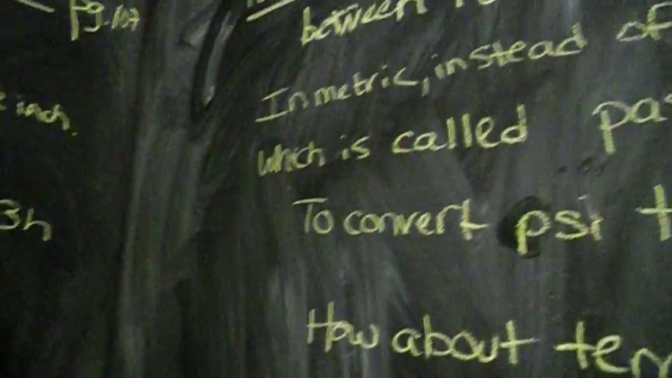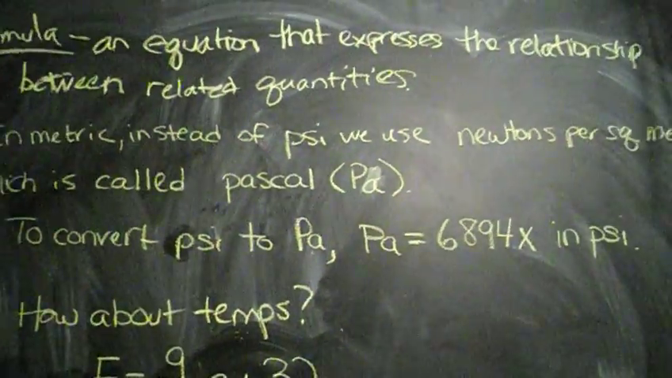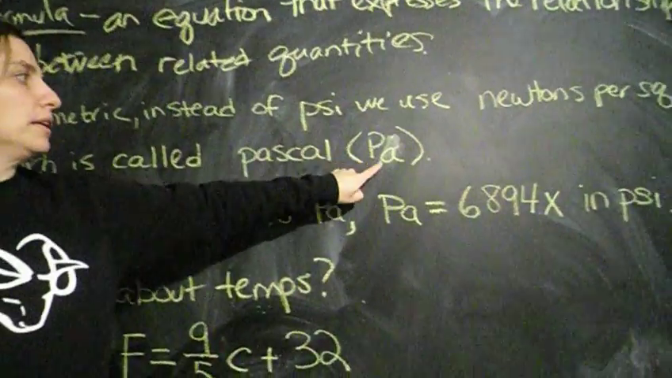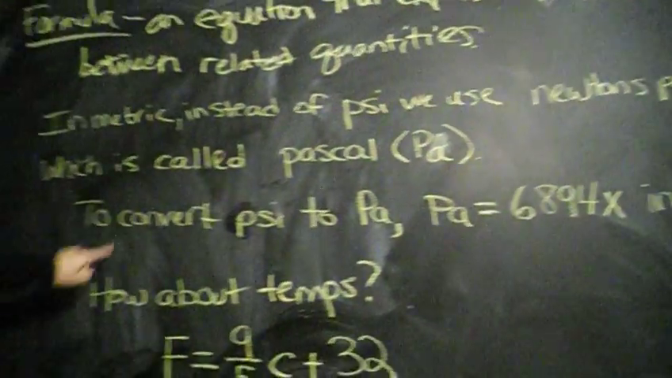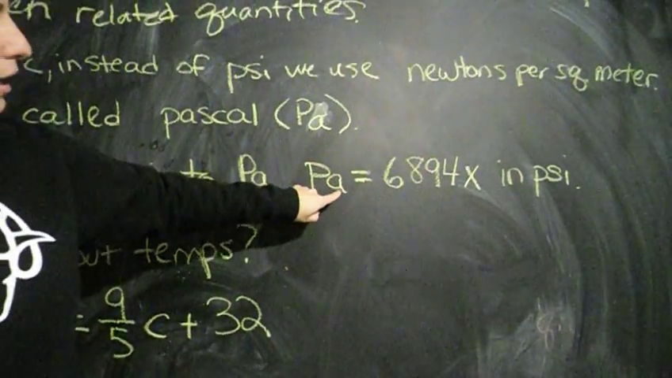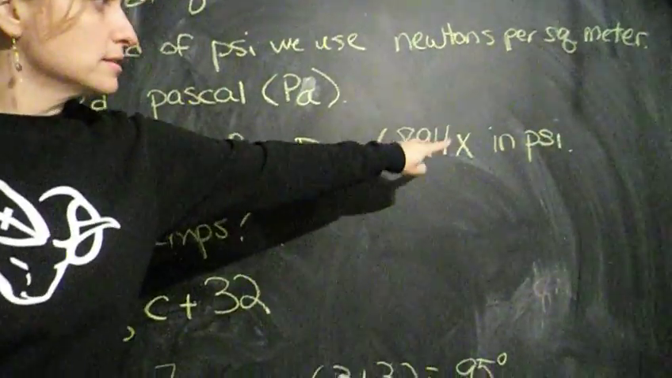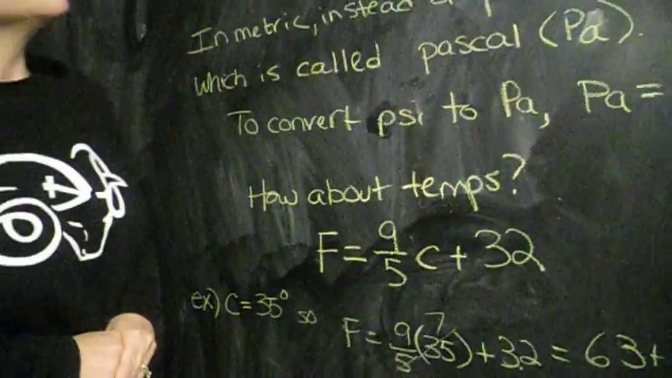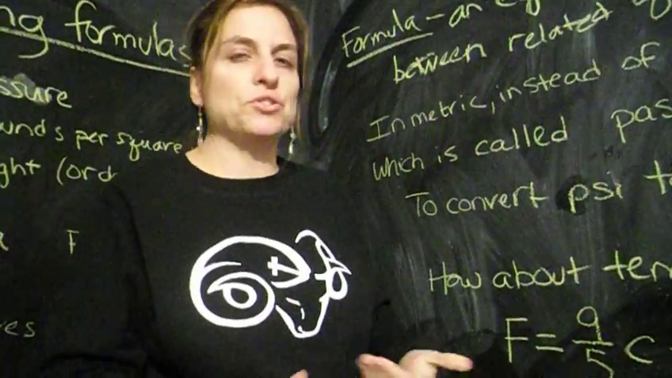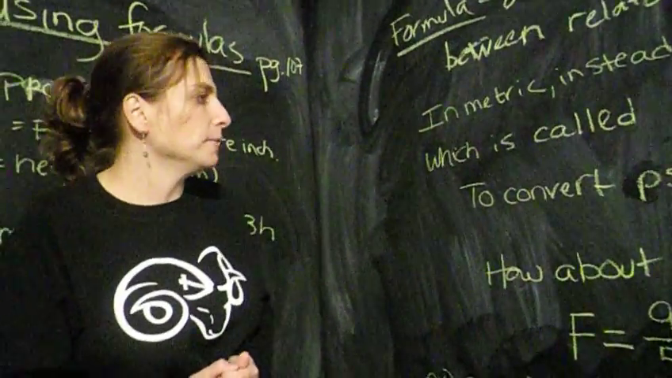So here's another formula. In the metric system, instead of PSI, we use newtons per square meter, which is called Pascal, and it's a big P and a little a. So to convert PSI, which is pounds per square inch, to Pascal, it would be Pascals equals 6894 times PSI. So these are some of the formulas we're going to be using in this section. So some of the questions that we'll be doing in class, you'll be using these formulas. I have some more formulas here.